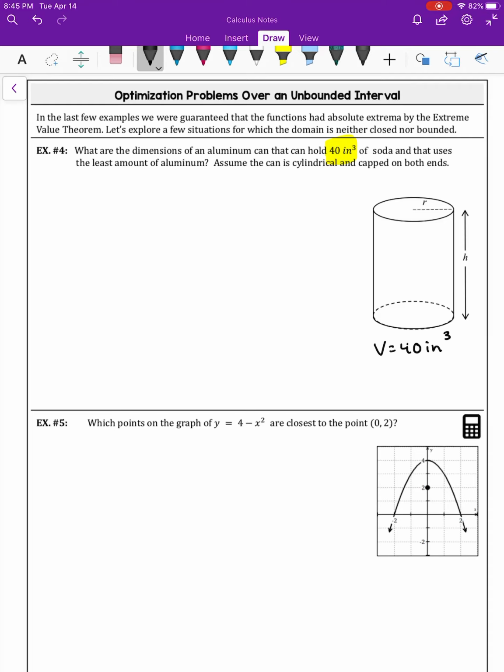Okay, so my volume, 40 cubic inches. And that uses the least amount of aluminum. So if I'm thinking that my can is, like the top of it and the sides of it, all along here, everything, that is all my aluminum, that's going to be my surface area. So for this problem, the least amount of aluminum tells me that I'm going to minimize surface area.